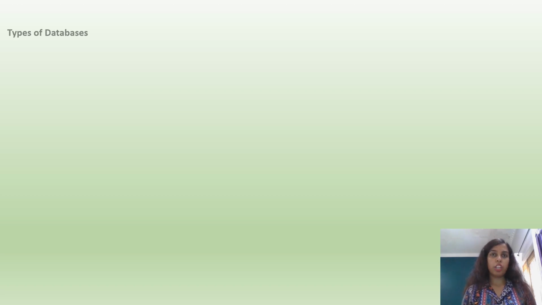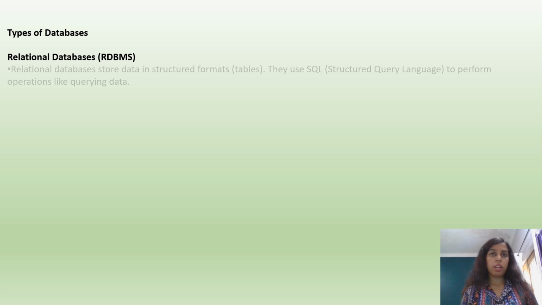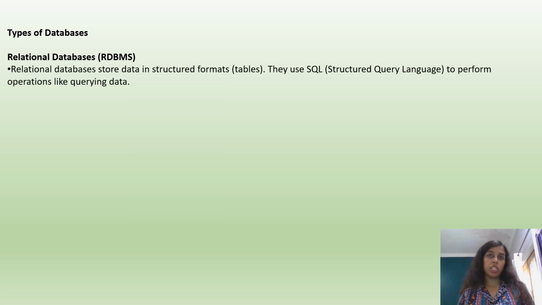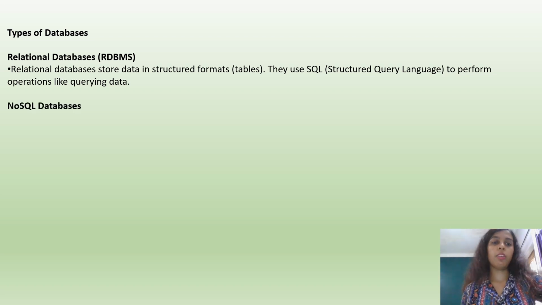There are many types of databases, each designed for specific needs. Let's look at a few of the main categories. RDBMS. Relational databases, also known as RDBMS, are probably the most familiar type. This type of database uses tables to store data in a structured way, with rows representing records and columns representing attributes. They use SQL, structured query language, to query and manipulate the data.